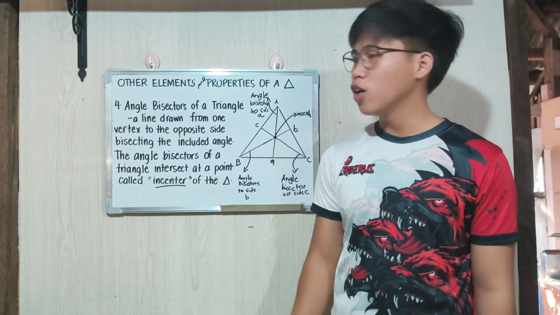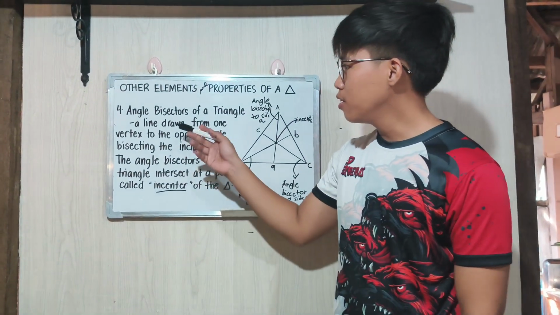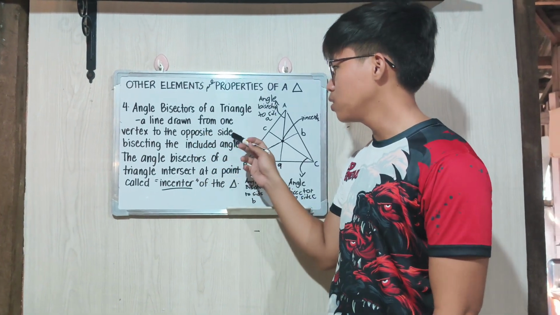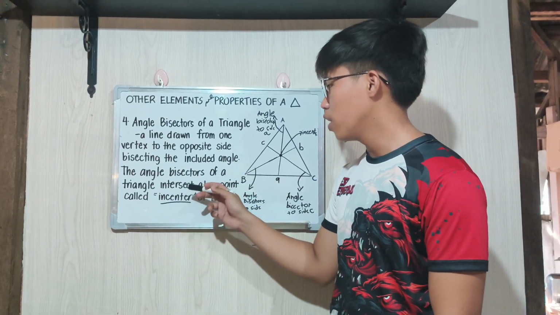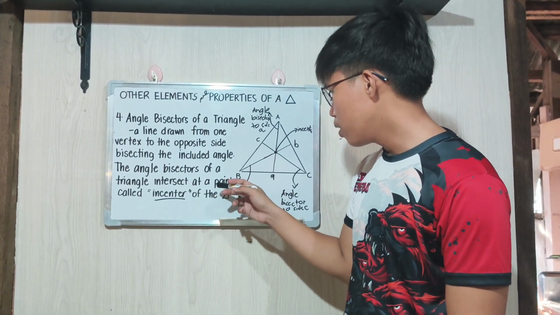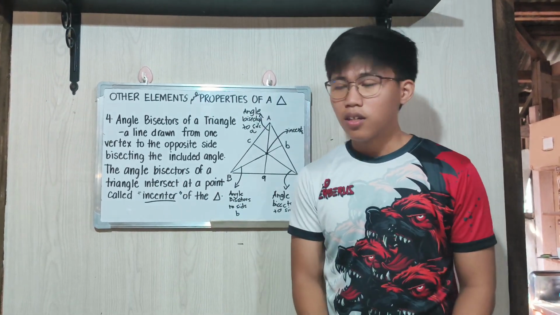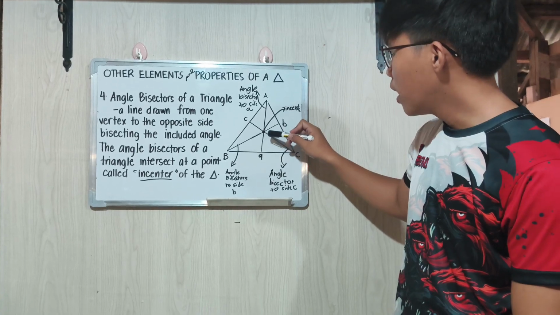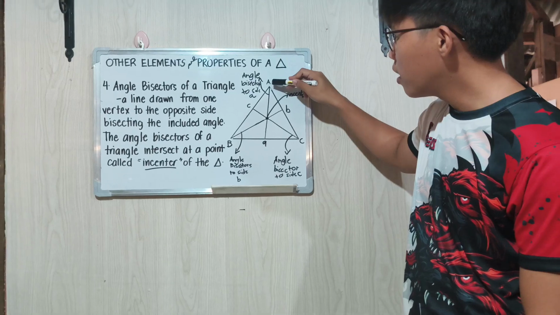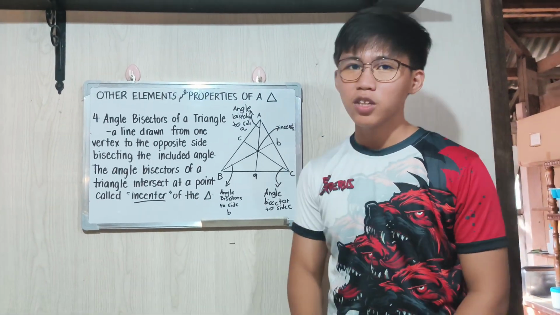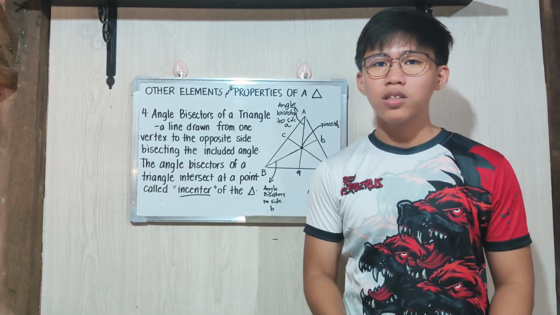The last one is the angle bisector of a triangle. So what is the angle bisector? A line drawn from one vertex to the opposite side, bisecting the included angle. The angle bisectors of a triangle intersect at a point called the incenter of a triangle. So the center here is called the incenter, and the line here is called the angle bisector, which separates the angle into two equal angles.